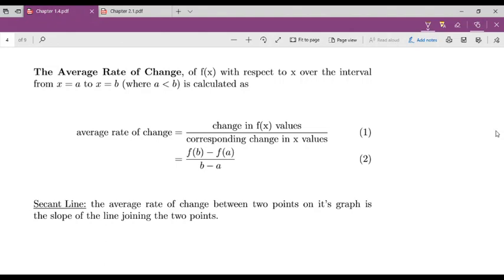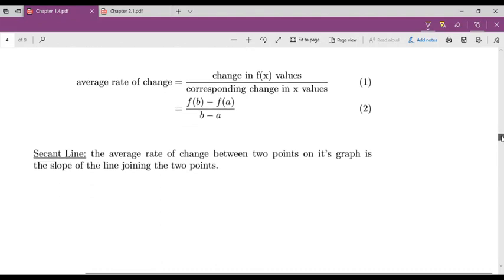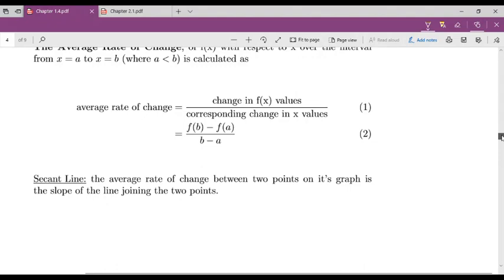Okay. Essentially what you're doing is finding the secant line when you find the average rate of change between 2 points on this graph and the slope joining those lines between the 2 points. So essentially that average rate of change is the slope of your secant line.